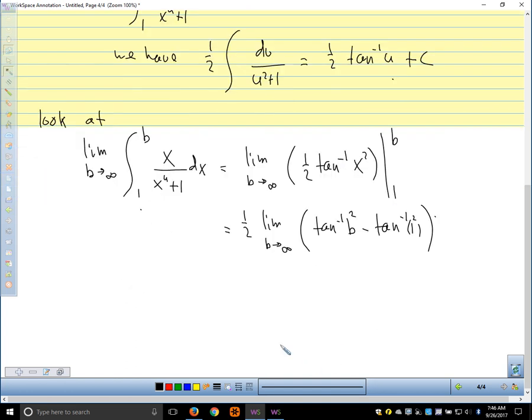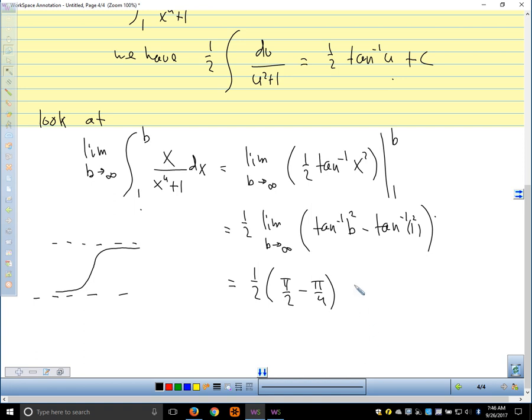All right, so now we need to remember our inverse trig functions. As b approaches infinity, what does the inverse tangent of b approach? Pi over 2. Very nice. Remember, your inverse tangent function looks like this, and it has horizontal asymptotes at pi over 2 and negative pi over 2. Minus inverse tangent of 1. What angle gives us a tangent of 1? Pi over 4.